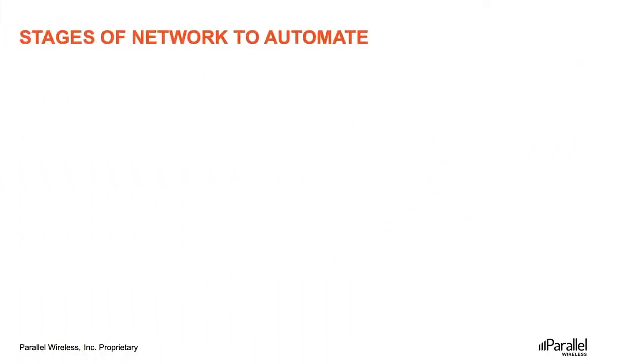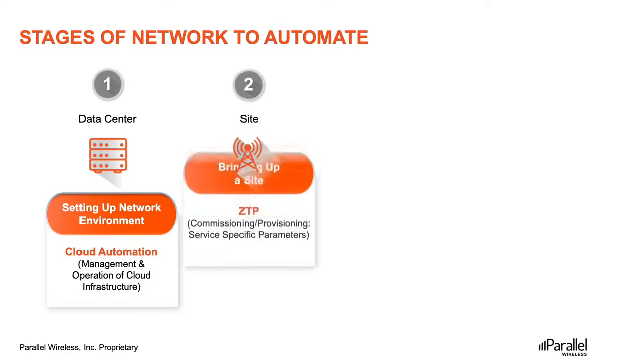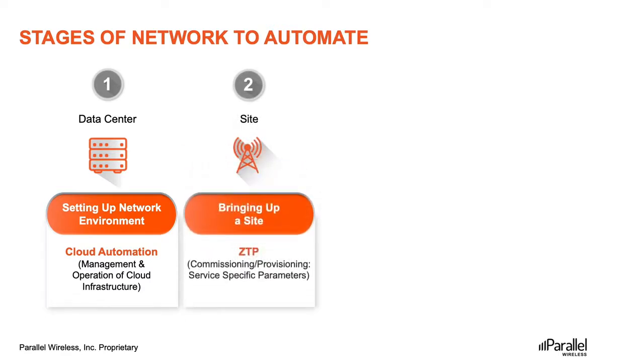Listed here are the four different stages of network or service deployment. Automation is needed at each of these stages. First is setting up the network environment or the infrastructure, and cloud automation plays a very key role here. Second is bringing up the radio site, which includes commissioning and provisioning a service and corresponding config. Zero touch provisioning, or ZTP as it is well known, will be used for this.